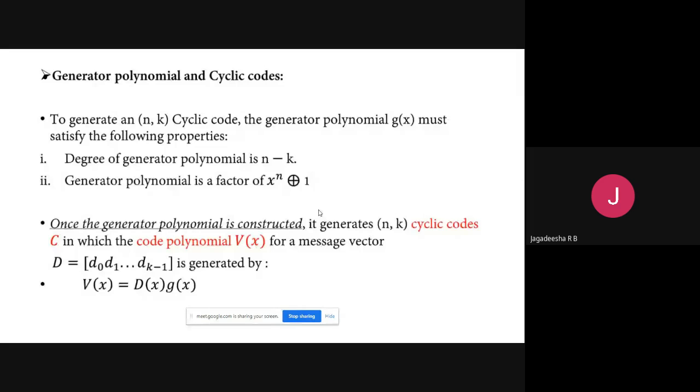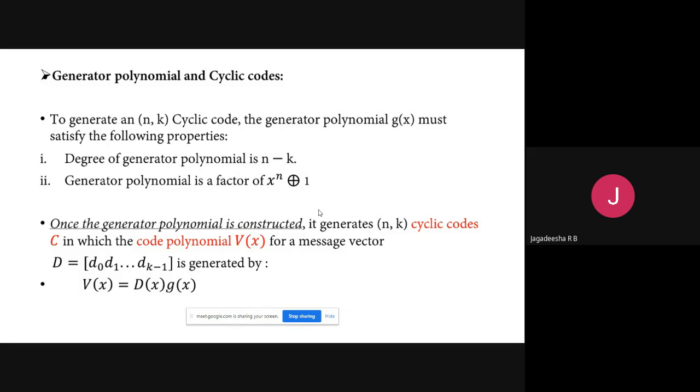How to choose the generator polynomial? That we will see here in the very beginning part of this slide. To generate an n comma k cyclic code, the generator polynomial g(x) must satisfy two conditions or two properties. So what is the meaning of generating an n comma k cyclic code? You have k bits of data. You want to convert or encode it into n bits. Now to do that, we use a generator polynomial.